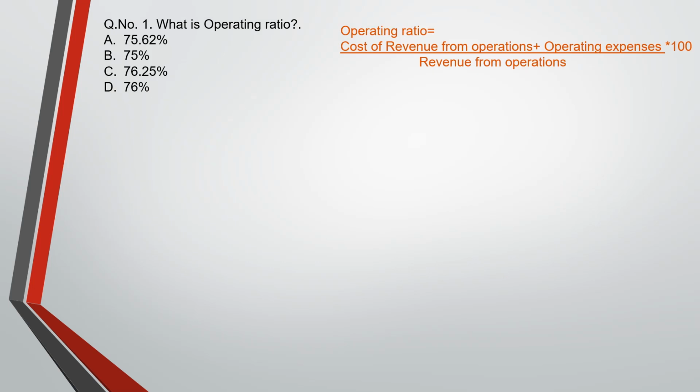First question, what is the operating ratio? So first, you should know the formula for calculating operating ratio. Operating ratio formula is cost of revenue from operations plus operating expenses by revenue from operations into 100. Or alternatively, if operating cost is directly given, then you can also take the operating cost by revenue from operations into 100. That is the alternative form.